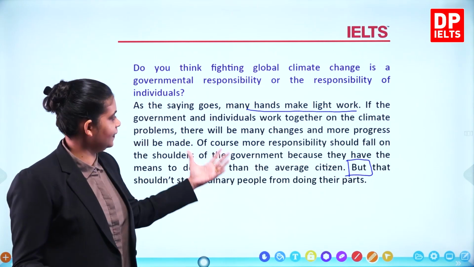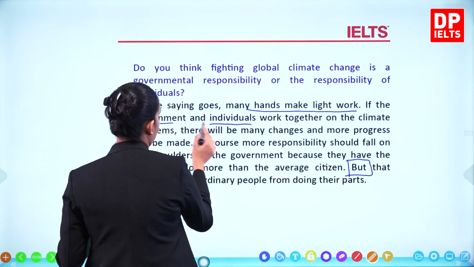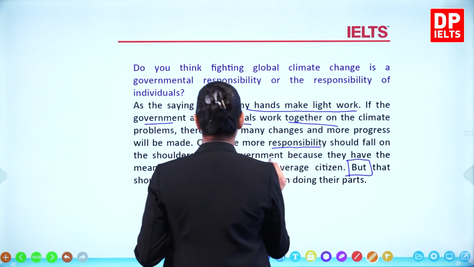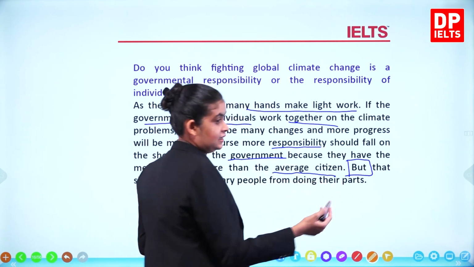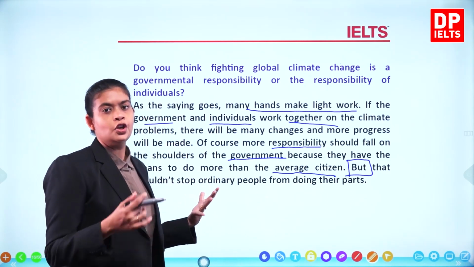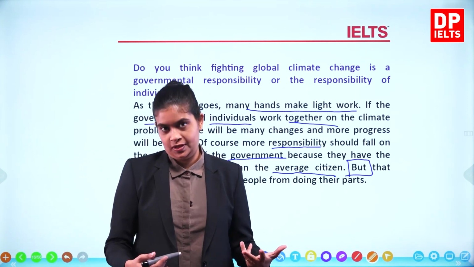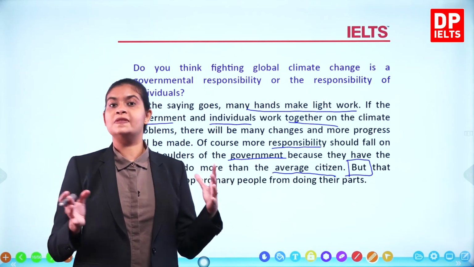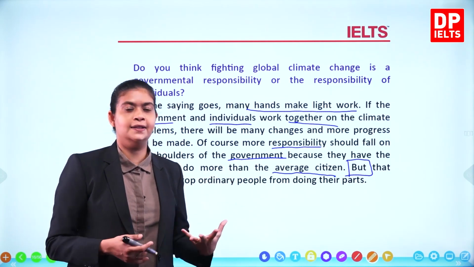So even taking this question, can you see individuals and the government work together, okay? Responsibility. But the government should be more responsible because they can do better than an average citizen. So these kind of words show your range of language as well as accuracy using them. And here, if you can see, a mix of simple and complex sentence structures are being used. So that is another thing.